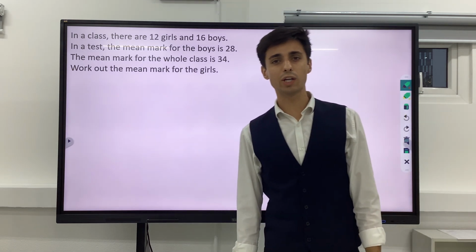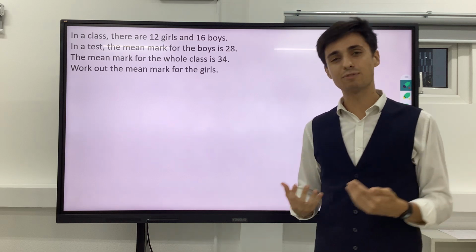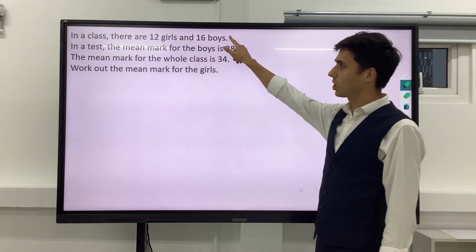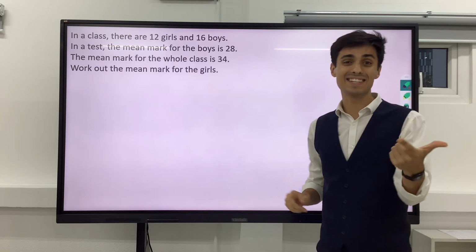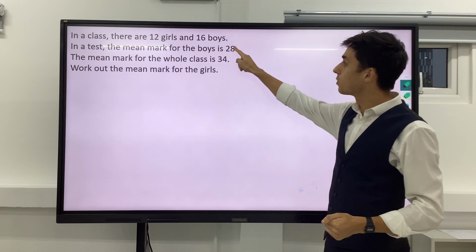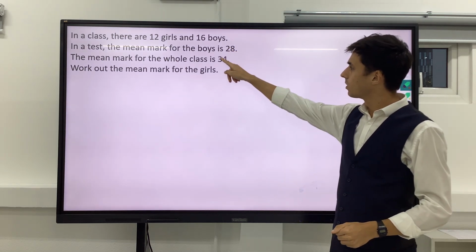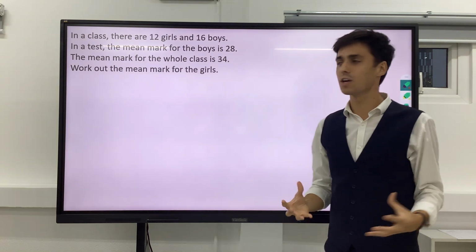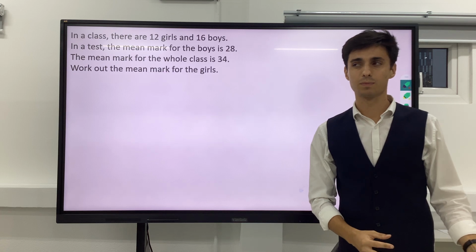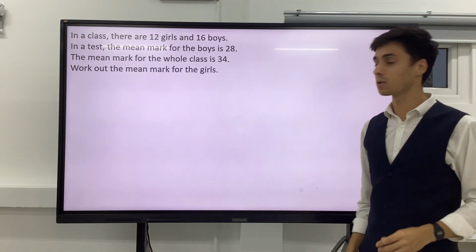In this video, we're going to see the balancing means method applied to a slightly different kind of question. Let's have a look. In a class, we've got 12 girls and 16 boys. There are two groups. We know the mean mark for those boys was 28 in a test. The whole class has a mean of 34. We would like to find the girls' mean. So let's think about how we use our balancing method for this question.